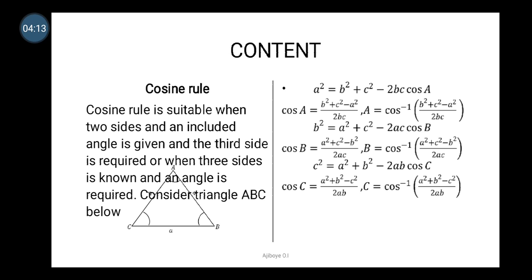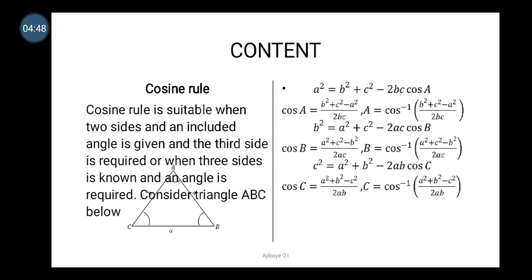Also, you can make cos A the subject. If you do that, you take the minus 2bc cos A to the other side and bring a squared to the right hand side, and then you have cos A equals b squared plus c squared minus a squared over 2bc. And then on making angle A the subject, we have A equals arccos of b squared plus c squared minus a squared over 2bc.